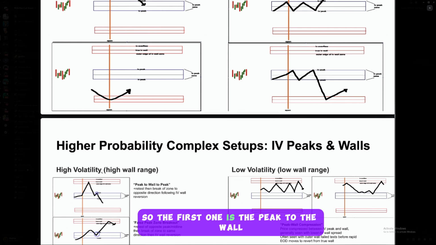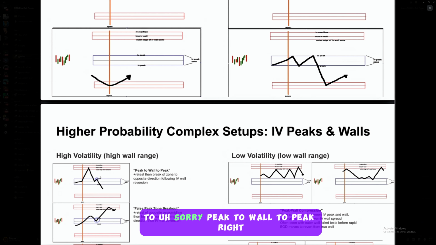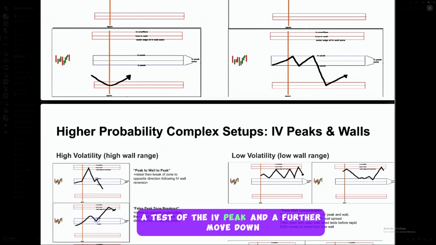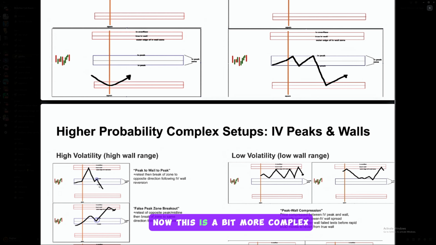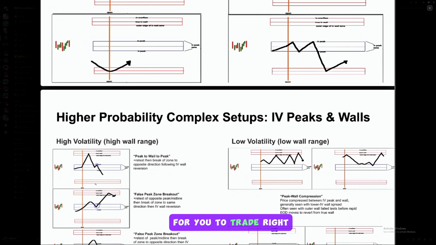So the first one is the peak to the wall to peak to wall to peak, right? First of all, we could expect a break from the IV peak, then a resistance from the IV wall, and then further we can expect a test of the IV peak and further move down. Now this is a bit more complex, but it provides you with more opportunities for entries if you want to trade that day, making it easier for you to trade.